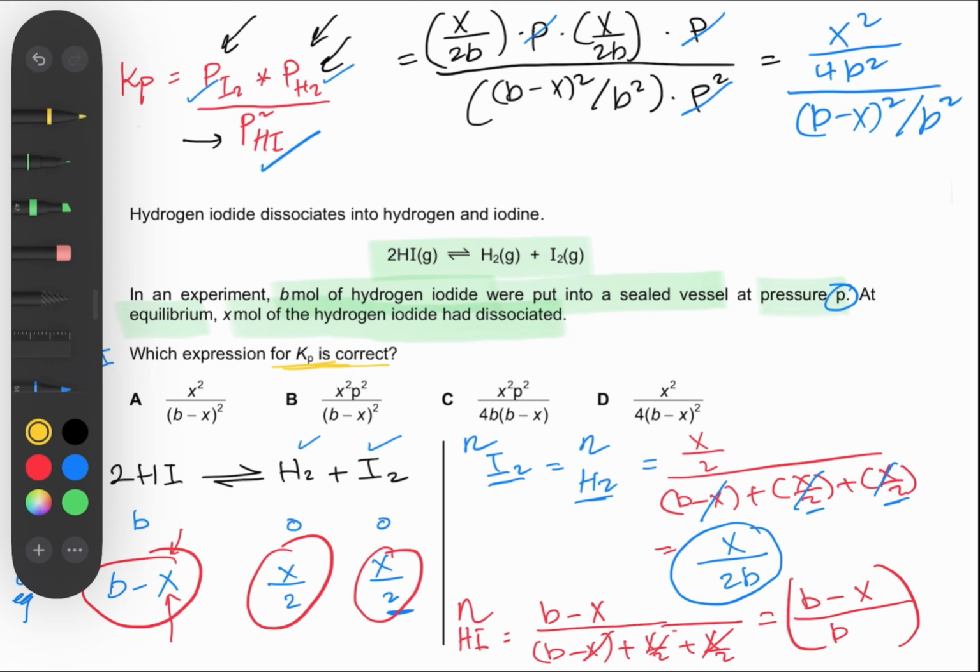So at that point, how can I cancel out these? We can cancel the B's together, and you will end up with x squared over 4 times B minus x squared. And at that point, the answer is D.